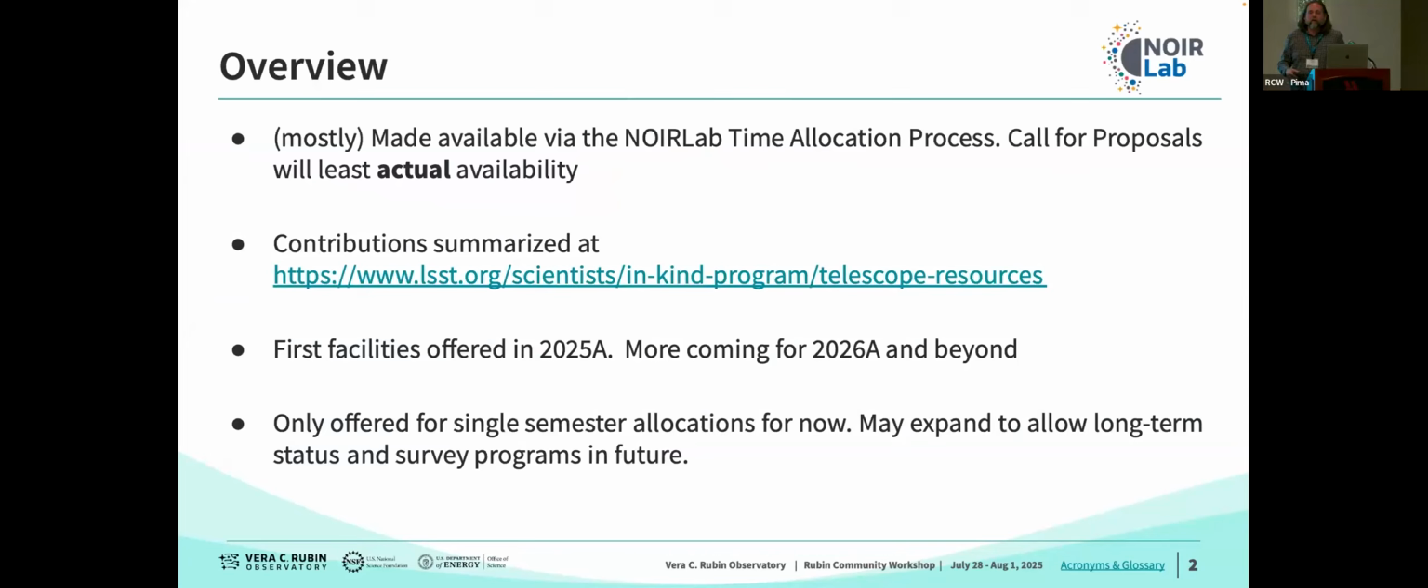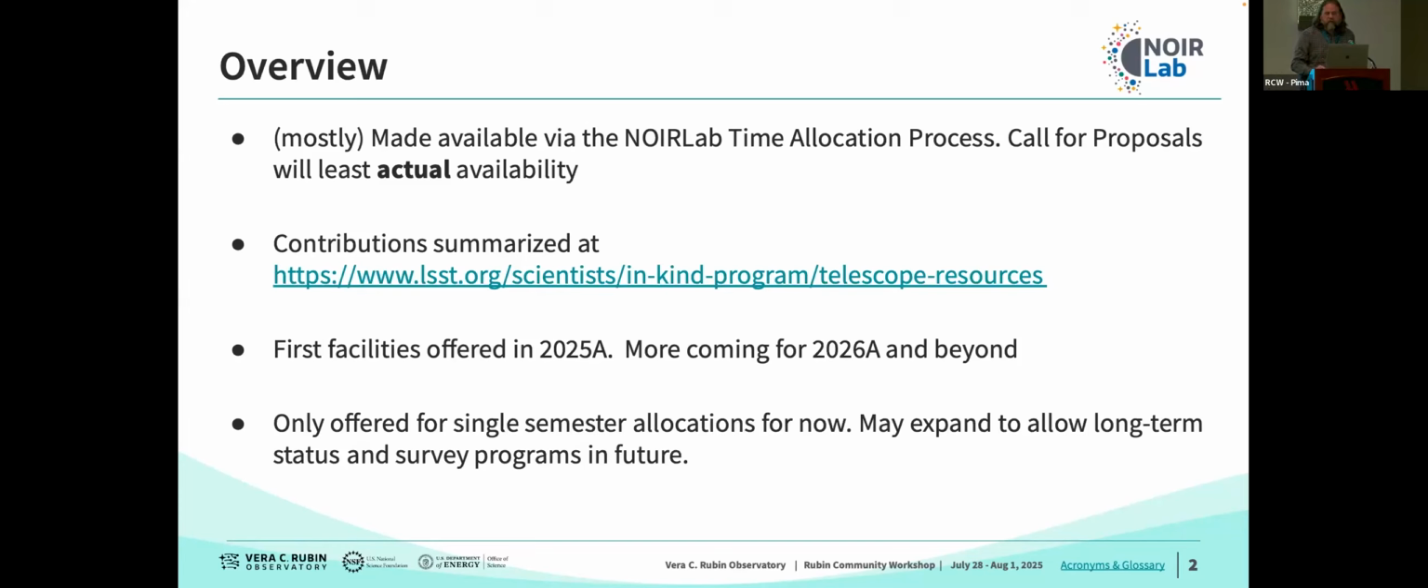There are a number of facilities that are going to be offered through the Rubin in-kind program. Most of these facilities will be offered to our communities through the NORLab time allocation process. So the same way that you would apply for telescope time on Gemini or any of the MSO observatories, you'll be using it to apply for time on these. There's a website, part of the in-kind program, that lists all the different facilities, information about them, and how long they expect to be available. That is your primary resource.